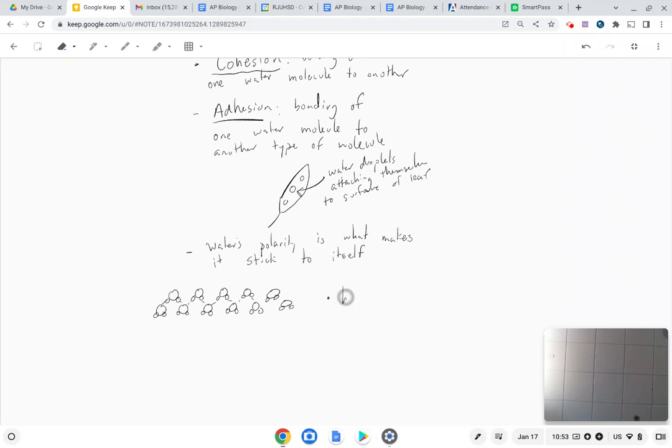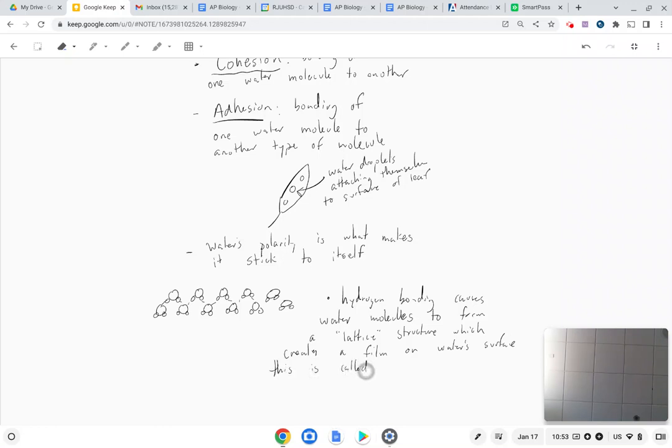Let's summarize our thoughts here. Hydrogen bonding causes water molecules to form a lattice structure, which creates a sort of film on water's surface. This is called surface tension.